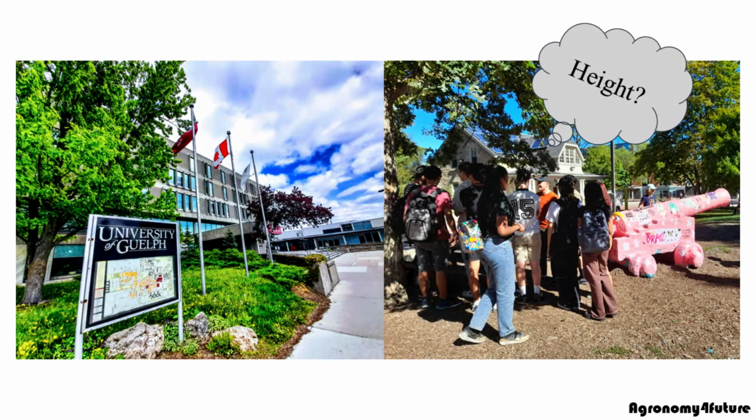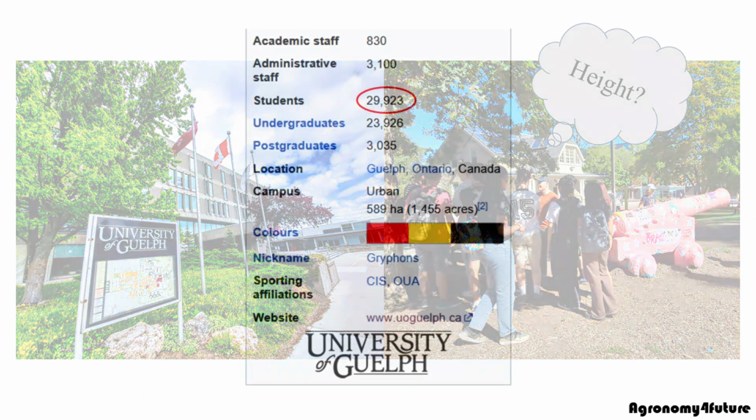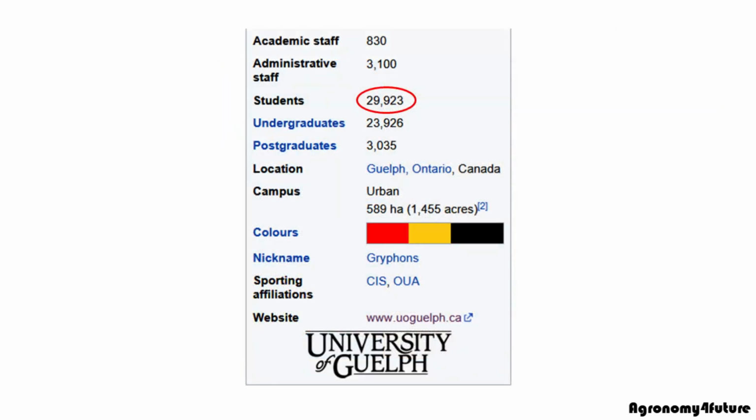For example, if we want to know the average height of students in University of Guelph, the best way is to measure all students' height. According to Wikipedia, the total number of students in University of Guelph is 29,923. So, if we measure 29,923 times, we'll get to know the exact mean height of the students in University of Guelph. Does that make sense? No, it's totally nonsense.